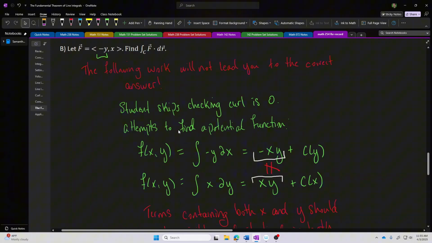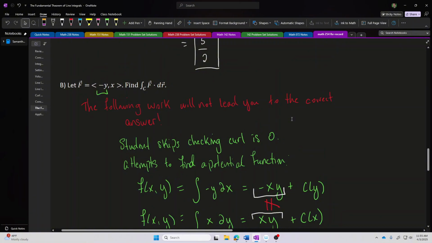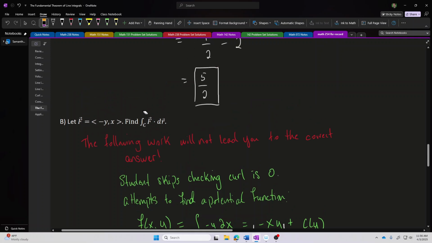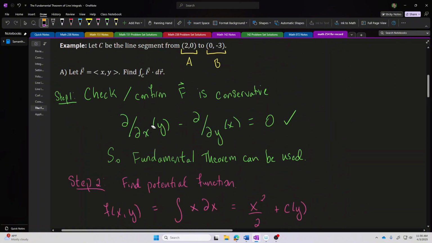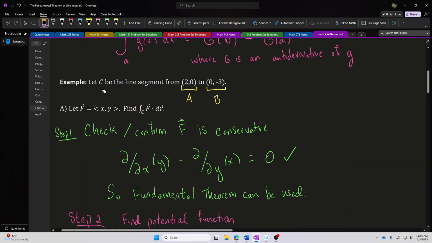So having seen what can go wrong if you try to use the fundamental theorem on a vector field that might not actually be conservative, let's go back to this problem and talk about how to solve it the correct way. Here I have this vector field negative y comma x, and I'm asking for the line integral of this vector field over the line segment C that was given to me when this problem was first introduced.